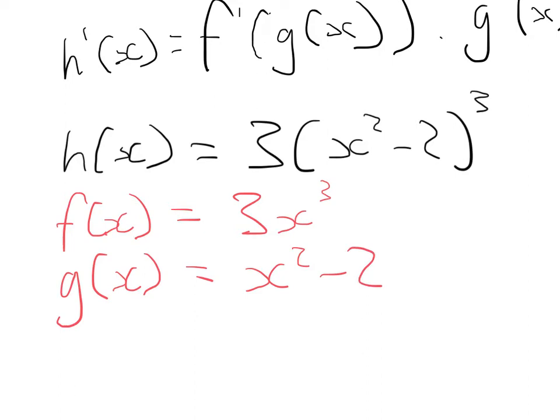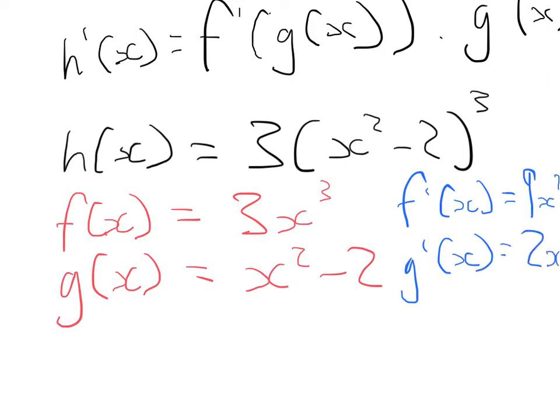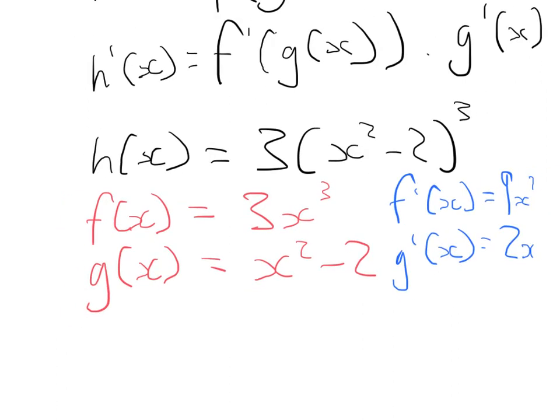Right, so I've got that down. And the reason for that is because what I'm doing to x in f of x is multiplying by 3 and then cubing it. But instead of looking at x, I'm looking at x squared minus 2. So that's where this comes from. Right, so if we differentiate each of these, f dash of x is going to be 9x squared. And g dash of x is going to be 2x. Let's make that a little bigger so we can see that.